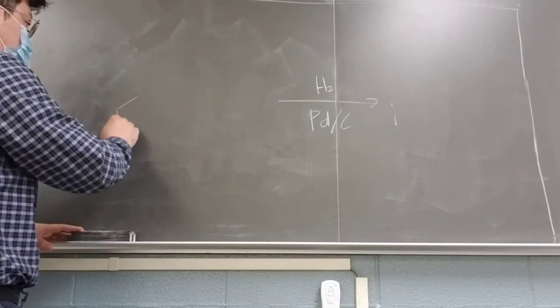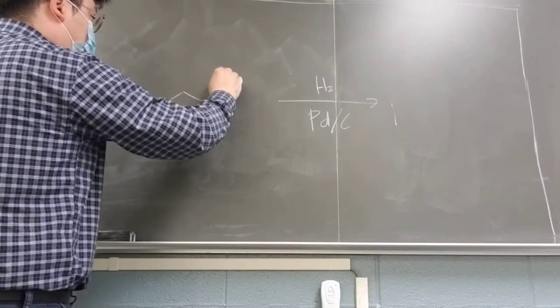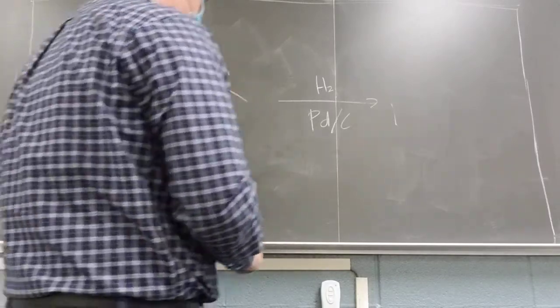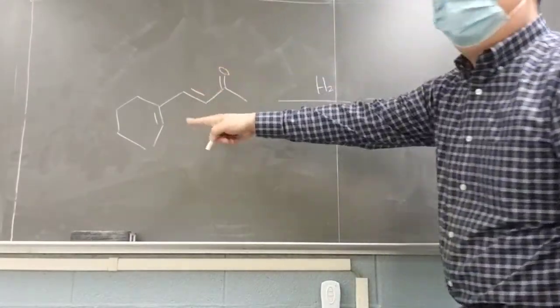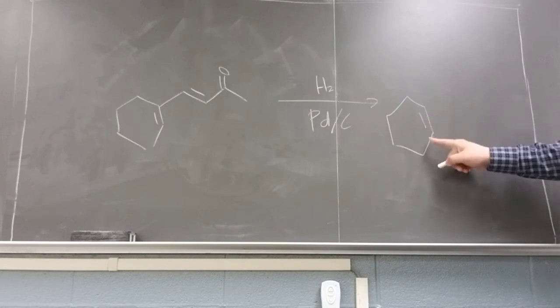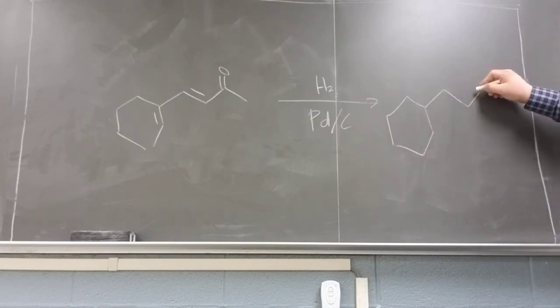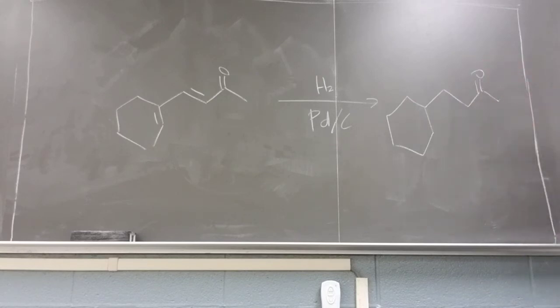So if you have this one, okay, maybe this one, then you can only reduce the one in the ring because it's not conjugated, so it will be gone, and this can be gone, but the carbonyl group would not. Okay. So these are the separate exceptions.